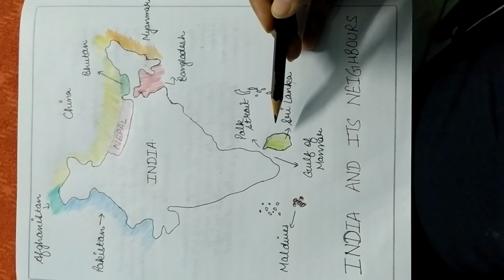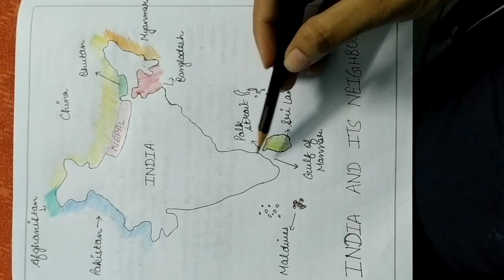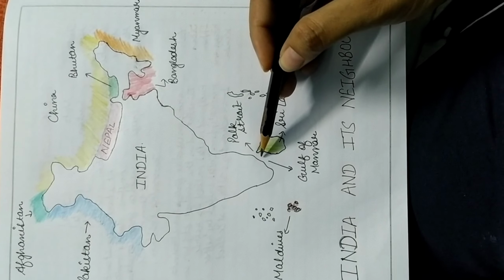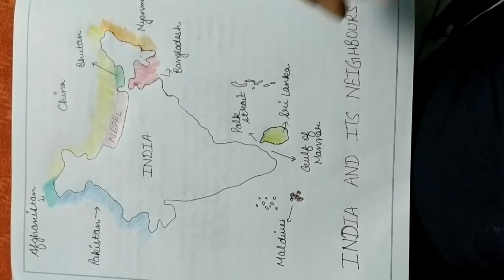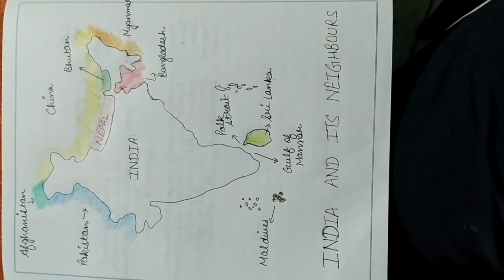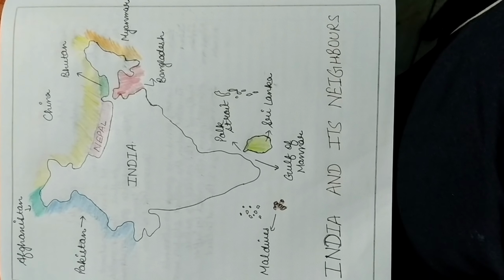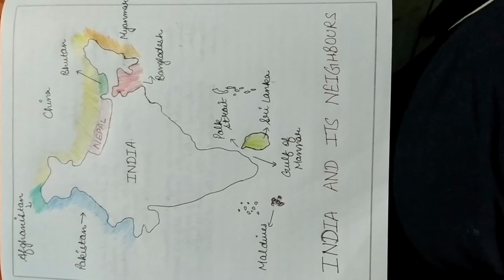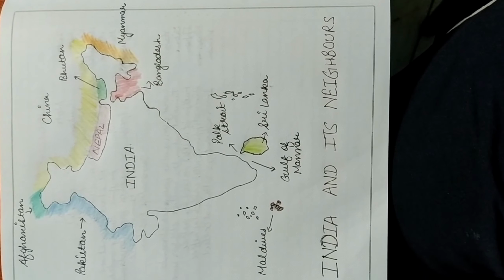And India and Sri Lanka are separated by 2 water bodies, that is the Palk Strait here and the Gulf of Mannar here. Okay, so as we all know, India plays a very strategic position in the world, and it is well connected with the other countries of the world.